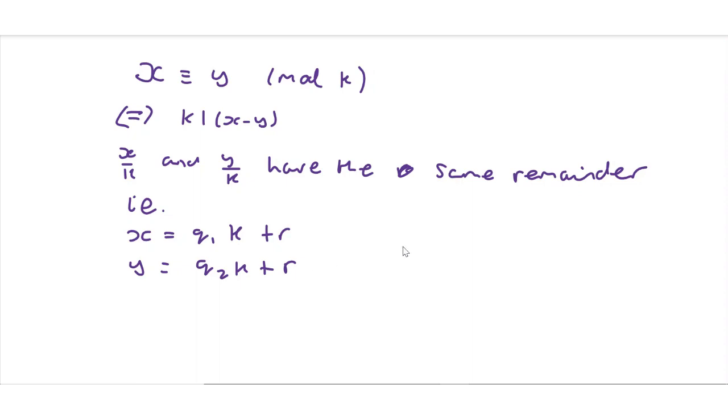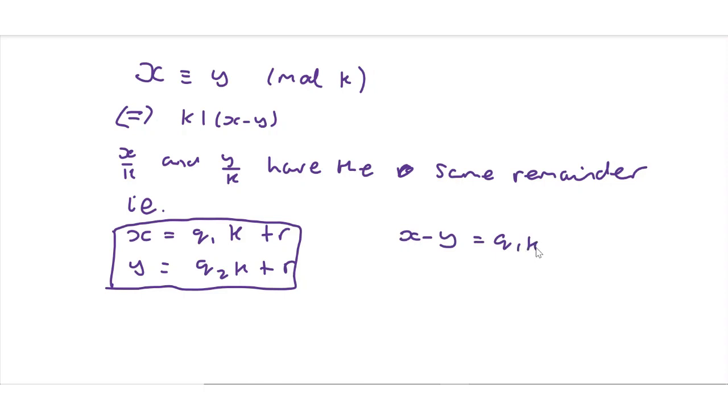Alright, so if we show these definitions are equivalent, so we have this definition here, and it doesn't matter what k1 and k2 are. Like I just said, I'll explain what they are, but what I'm saying is we don't need to know the value, but we know r is equal. So now if we consider x minus y, well, that's clearly equal to q1k plus r minus q2k plus r. These r's clearly cancel each other out.